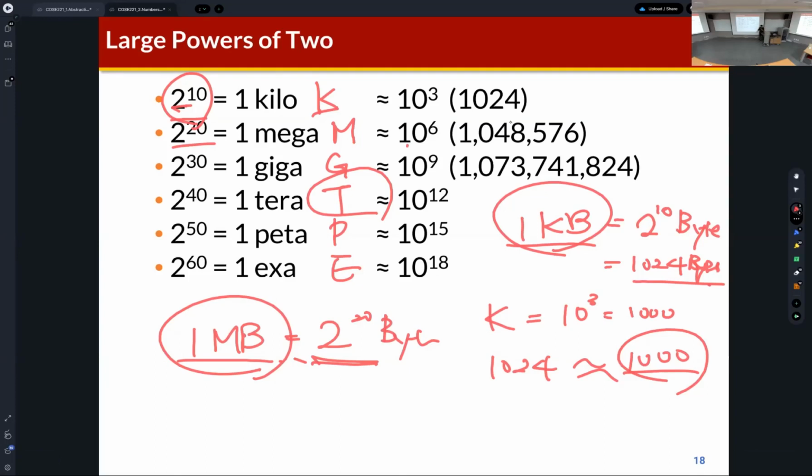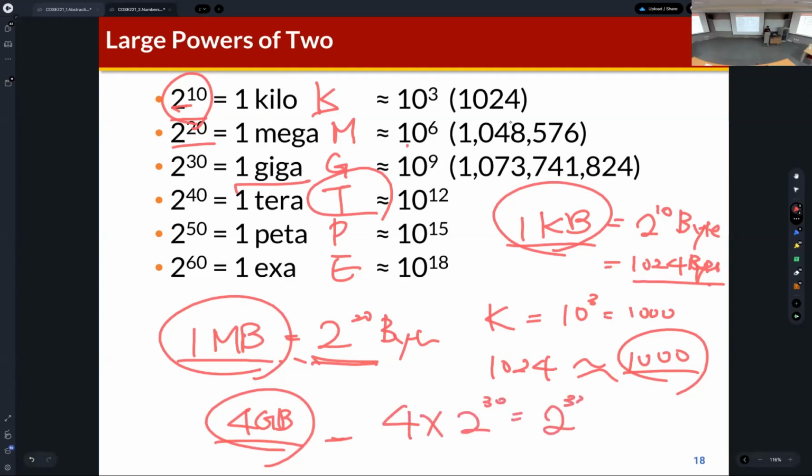My DRAM. You can say that my smartphone has 4 gigabytes of RAM, which means the DRAM in my smartphone can store 4 gigabytes of digital data. Giga is 2 to the power of 30, so 4 multiplied by 2 to the power of 30 is 2 to the 32 bytes.